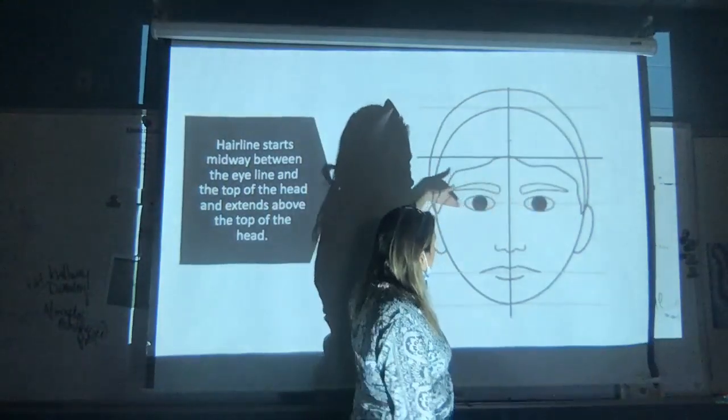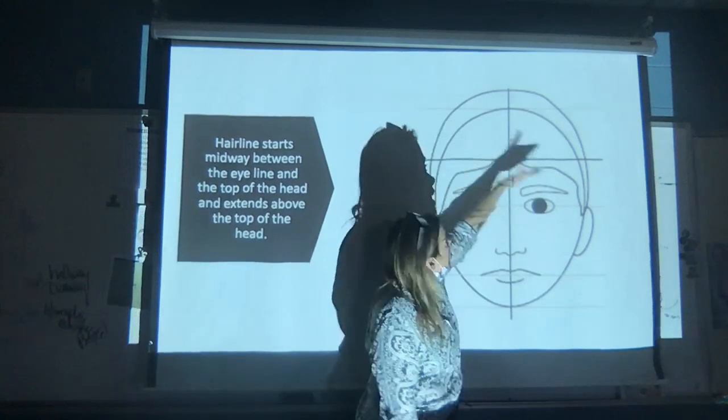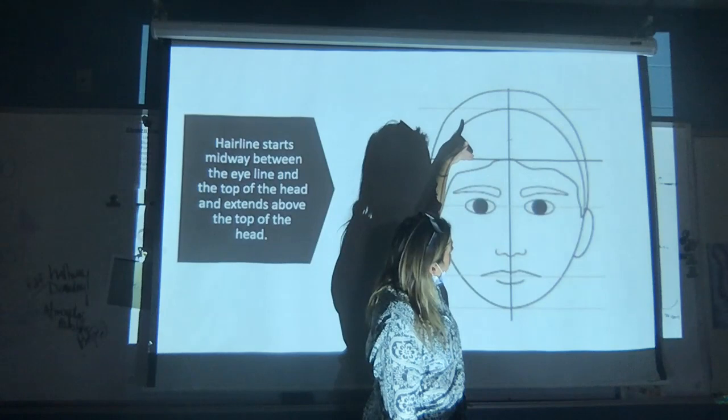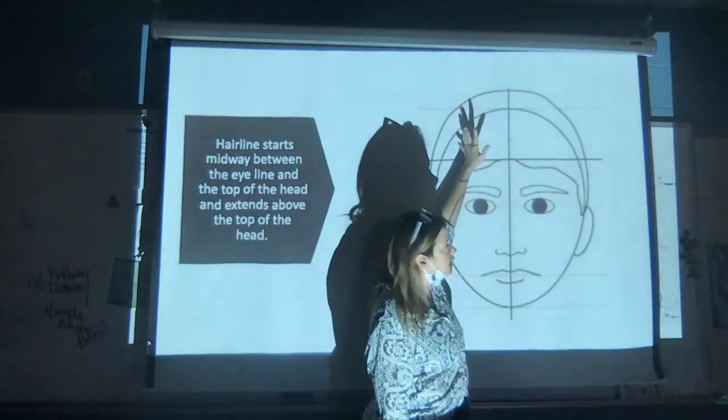Remember that little guideline you had here where your eye line is, and the very top of the egg, and you're going to divide that in half. Just like we divided down in here in half, you're going to divide this up in half. And then this is where your hairline is going to be. And we all have different hairlines.